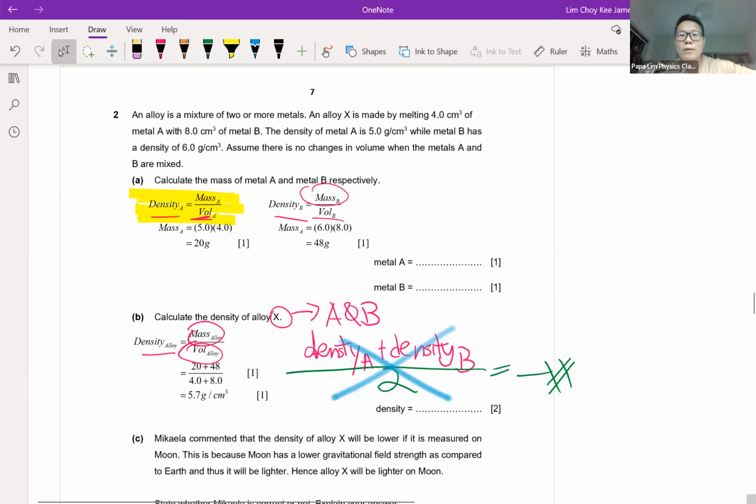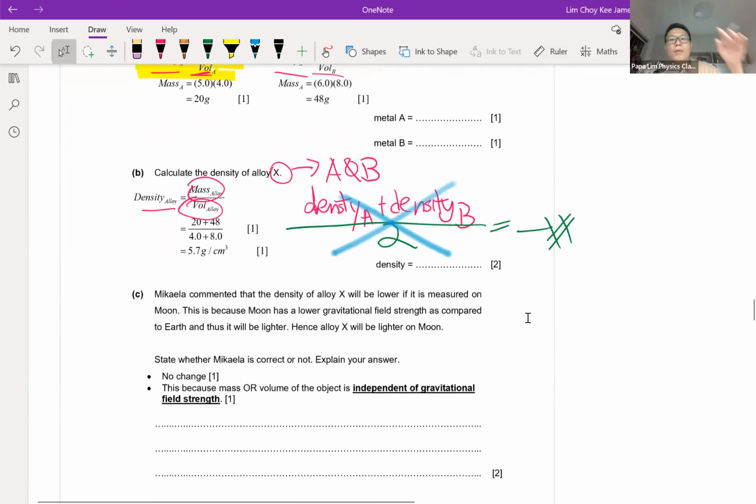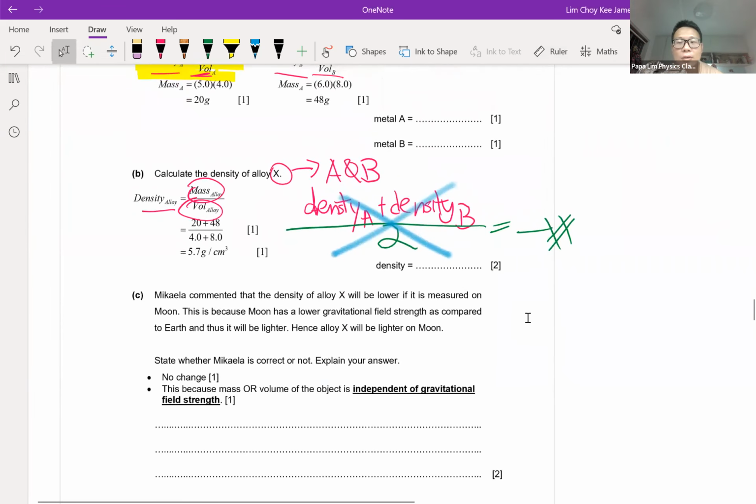Give me a minute first. Like I mentioned before, remember for density, if I need the density of an alloy or what I call a composite object, do not just take density 1 plus density 2 plus density 3 then divide by 3. It doesn't work this way.